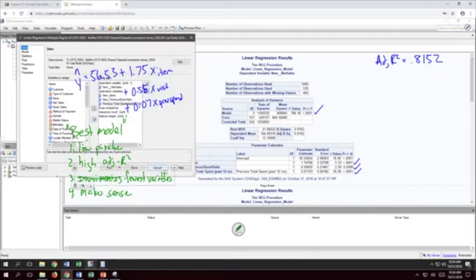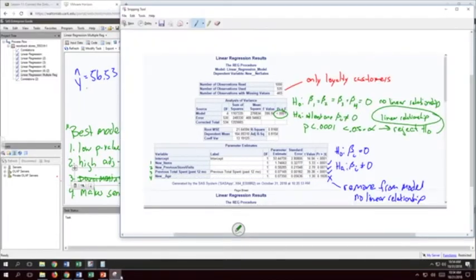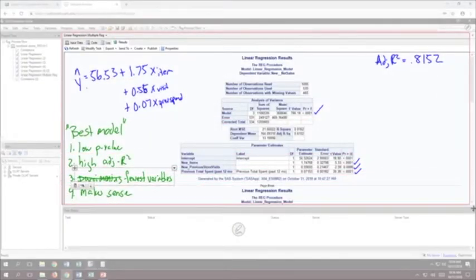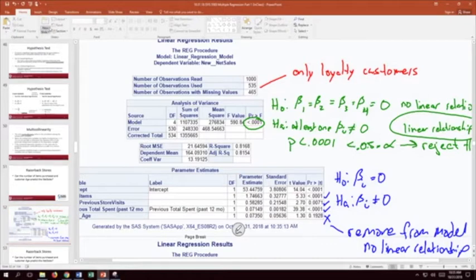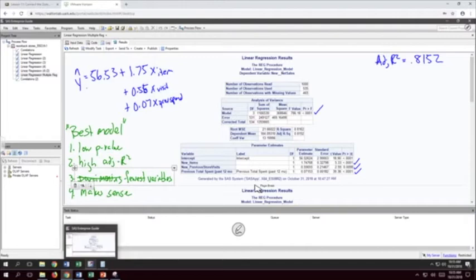Wait, hold on. Can you take a screenshot first? That's what I was going to say, yes. Let me take a screenshot first. I got you. Wait. That one. New slide. Yeah. Okay. So we'll go back.